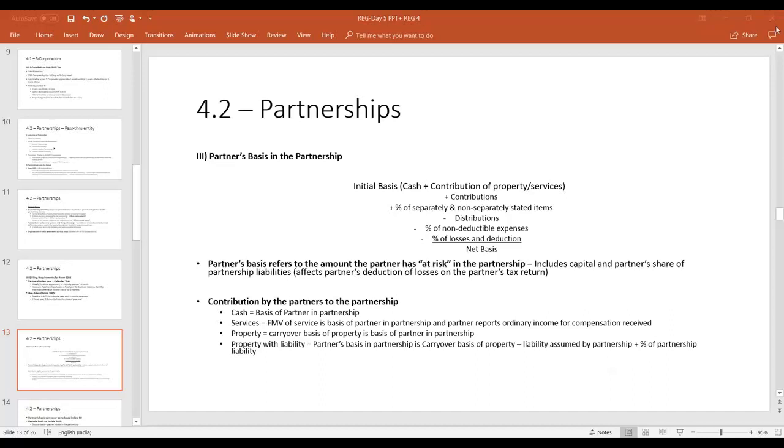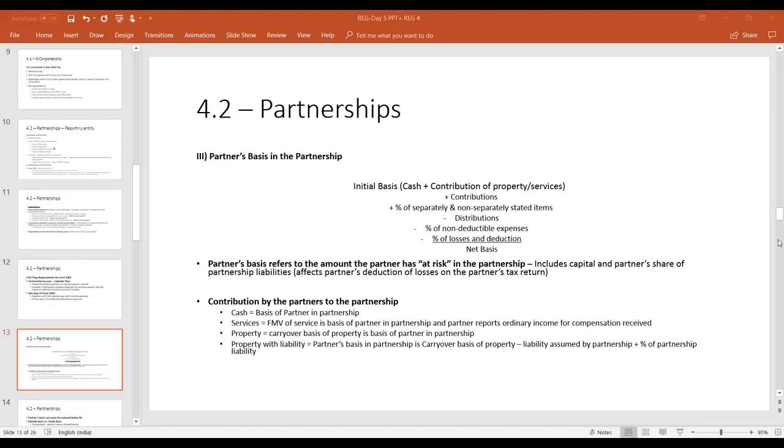Now, how is this different from C corp or S corp? Let me see if any of you guys are able to answer this. How is partners' basis calculation different from an S corp or a C corp? What is it that's different or sets apart the calculation of partners' basis? Anybody wants to take a shot? Do you get this?